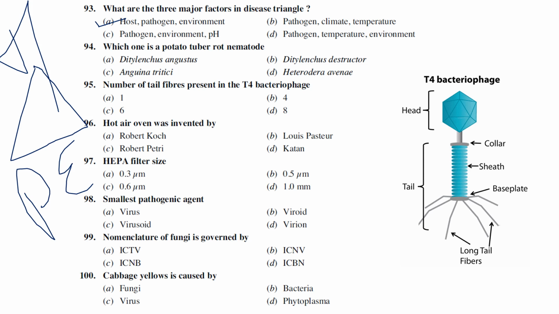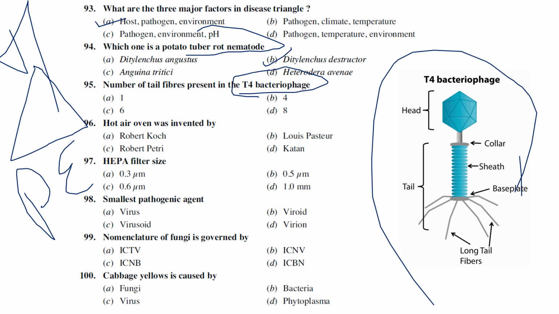Which one is the potato tuber rot nematode? Ditylenchus angustus, Ditylenchus destructor, Anguina tritici, Heterodera avenae. Ditylenchus destructor is generally the potato tuber nematode. It causes general damage to potatoes. Number of tail fibers present in T4 bacteriophage: 1, 4, 6, 8. Generally this is the typical structure of the T4 bacteriophage, with its parts, head, tail, and all those things. If you see here, the number of tail fibers: 1, 2, 3, 4, 5, 6. Not only this T4, every T4 contains the same number of tail fibers, that is 6 only.